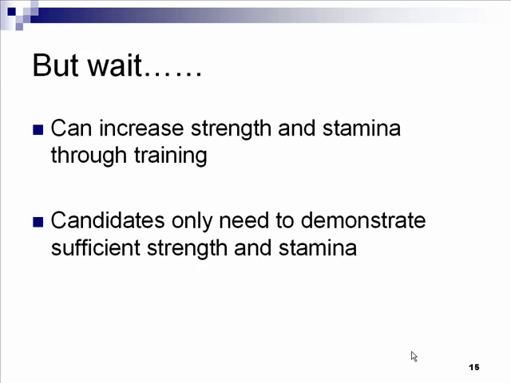But wait, before you hang up the sign and say that these tests aren't fair for women, one thing we know in IO psychology is that women can increase their strength and stamina through training. In addition, when women apply for certain jobs, whether it is for the job of a police officer or firefighter, we know that candidates only need to demonstrate a sufficient amount of strength and stamina. So, for example, the requirement may be that you need to be able to lift 50 pounds. It doesn't matter that a man might be able to lift 200 pounds. If a woman can lift the 50 pounds, then she has met the minimum requirements of strength and stamina and might be able to do that job.